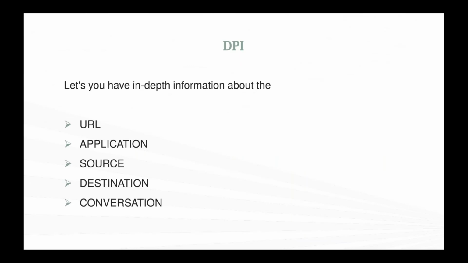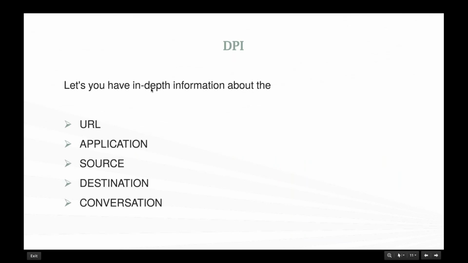So let's start this off with a scenario. Let's say that I have a website and I get repeated complaints or queries from the users stating that they are experiencing slowness of the site or slowness of the application. In order to narrow down whether the delay is network slowness or the application's response itself, deep packet inspection will be very helpful. You will get information based on URL, application, source, destination, and conversation.